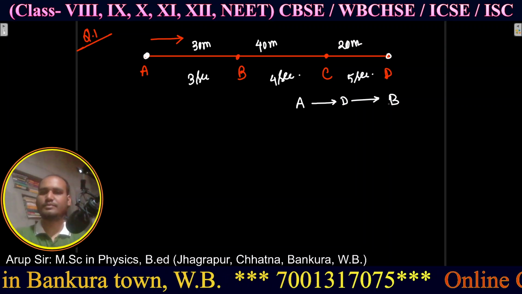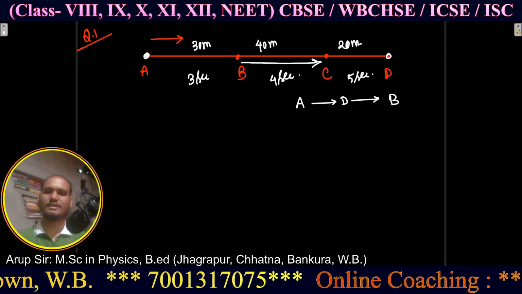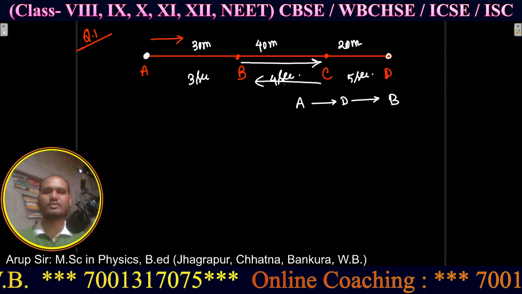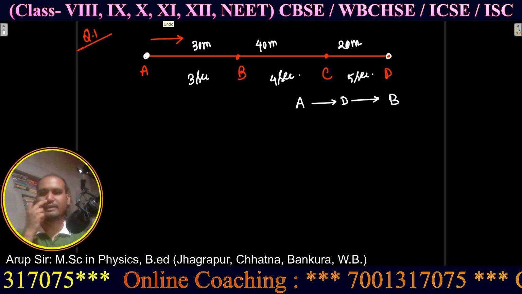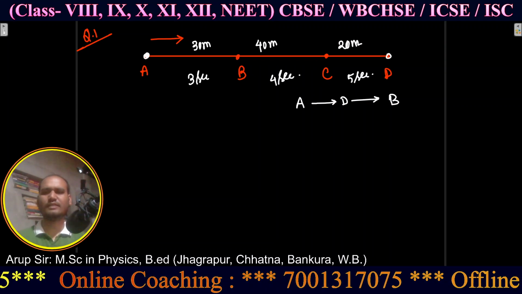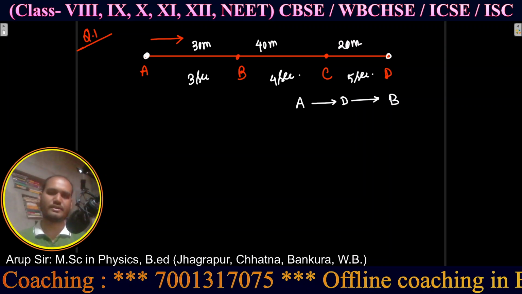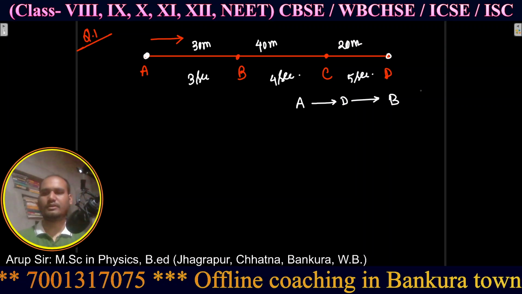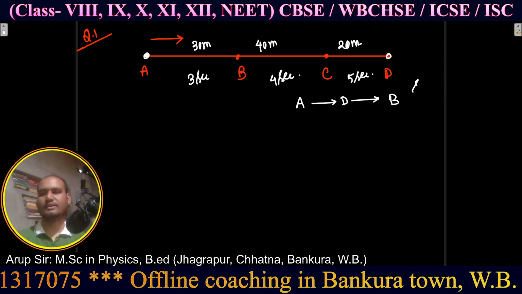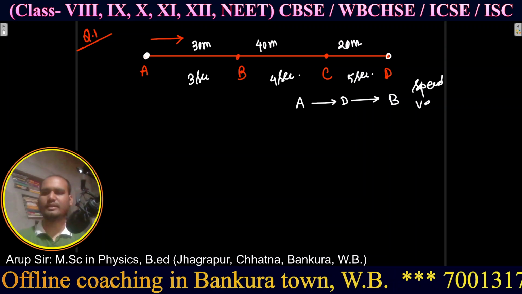Let's suppose if from B to C it takes 4 seconds for going, then for returning also it will take 4 seconds. So this is the fact. Now, from A to D it is at first going, then D to B it is returning. So you have to find out speed and velocity. Distance and displacement you need to find for getting the speed and velocity.